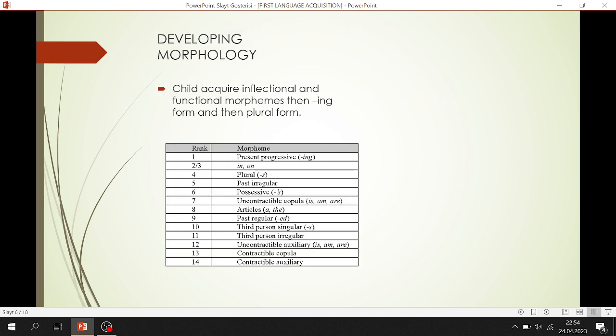Child acquires inflectional and functional morphemes, then the ing form, then the plural form, then the plural marker, and then it's accompanied by overgeneralization, like that. Development includes inflectional and functional acquisition of morphemes: ing form, in, on, plural, irregular past tense, possessives, articles, past tense, like that.